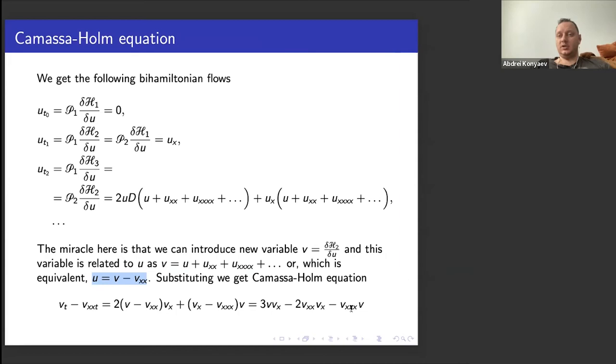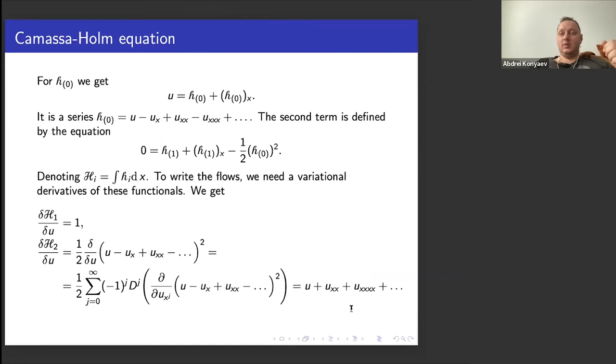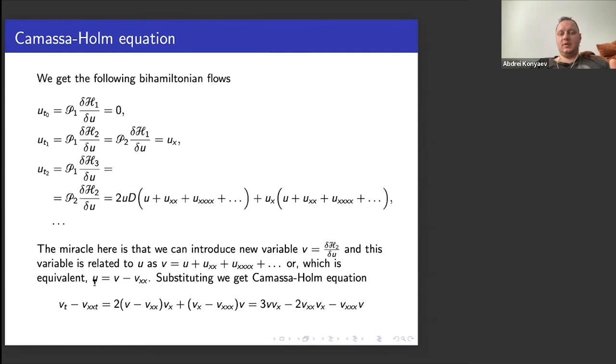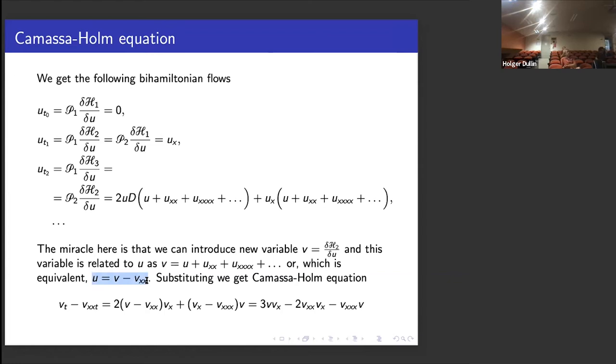It just gives you series, but a miracle happens because these series are very nice. Very nice. So you can do the following thing. Instead of calculating all the series, you just look at the variational derivative of your second Hamiltonian in this chain. And it turns out that it can be written as the inverse coordinate change, which is very nice. It's a good moment, I think, in the original work by Camassa-Holm.